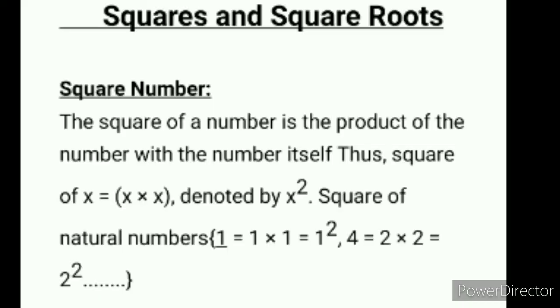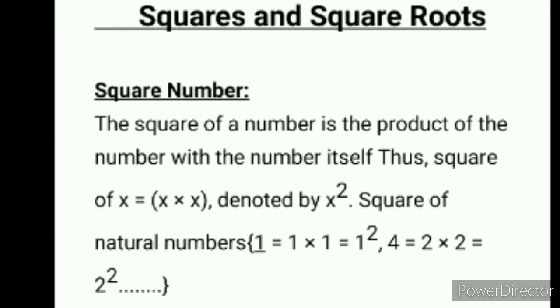Square number. The square of a number is the product of the number with the number itself. For example, square of x equals x into x. The number is multiplied by itself. The product is called a square. Understand? Example given, x into x is denoted by x square, x to the power 2, or else we can read it as x squared.